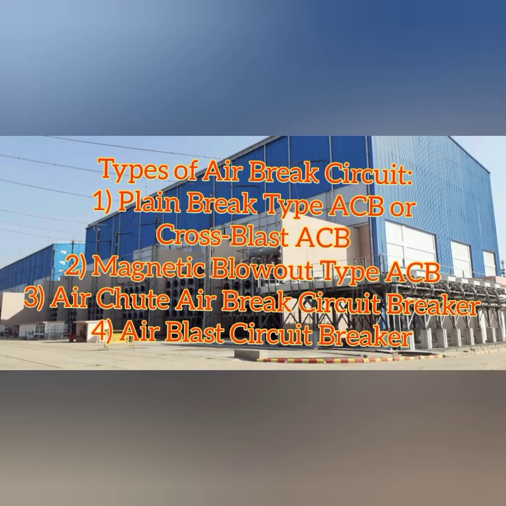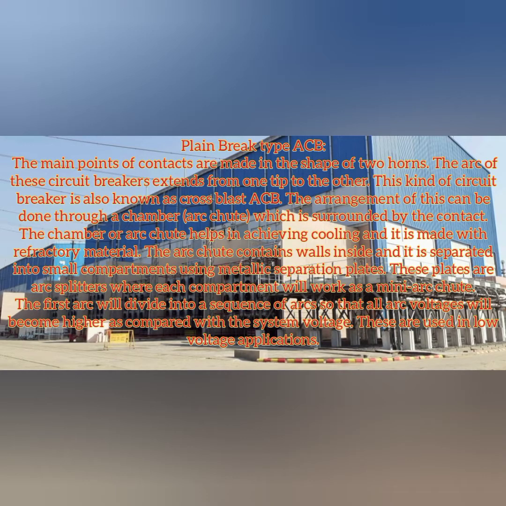So in this video, we will see each of the types. First, plain break type of air circuit breaker. This is a commonly used air circuit breaker for low voltage systems. The plain break type of air circuit breaker uses main points of contacts in the shape of two horns, and the arc of this circuit breaker extends from one tip to another. So this kind of circuit breaker is also known as a cross blast circuit breaker.